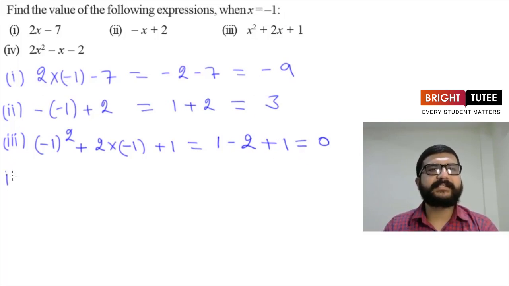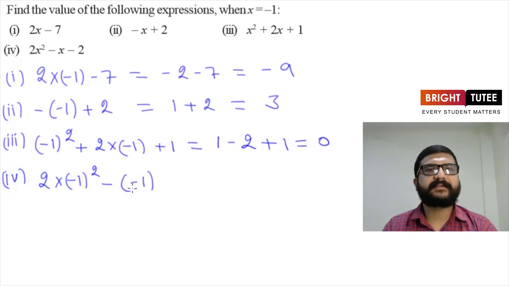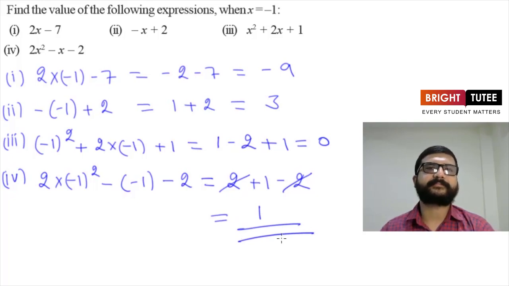Now the last expression is 2x square minus x minus 2. Let's put the value of x is minus 1. So this will be 2 into minus 1 square, that is x square, minus of minus 1, this is minus x, x is minus 1 and then minus 2. Now let's simplify it. Minus 1 square, it will be 1. 2 into 1 is 2 and then minus of minus 1, it will be plus 1 and then minus 2. Now plus 2 and minus 2, we can cancel them and we are left with 1. So value of this expression is 1.